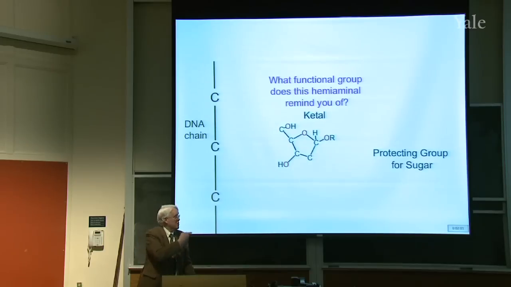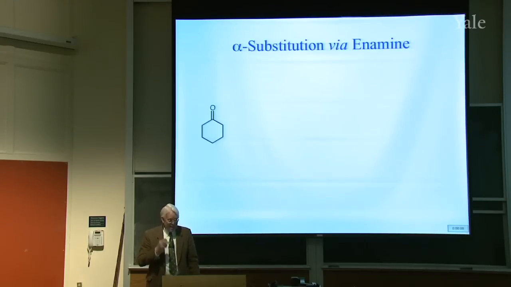So that's a protecting group for a sugar, right? So in a sense, DNA is a protecting group for sugars, although it has other uses as well. Okay, now, you can also get what's called alpha substitution via a relative of the imine called enamine.